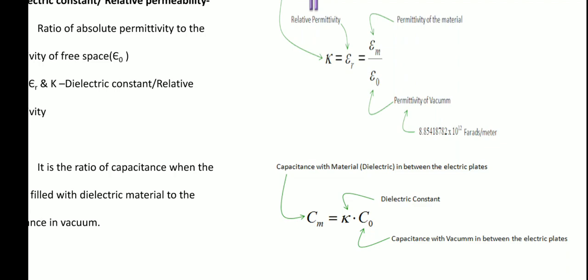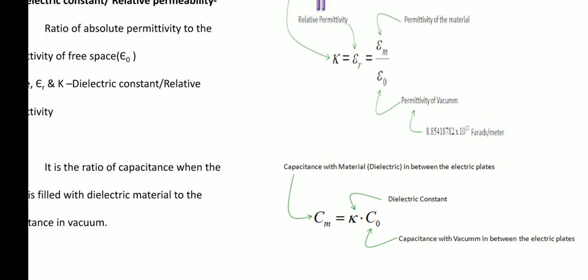Now here K indicates dielectric constant, which is equal to Cm divided by C0. Cm is called the capacitance with material in between the electric plates, and C0 represents the capacitance with vacuum in between the electric plates. Understood? So simply we can say the dielectric constant is also represented as the ratio of the capacitance with the material in between the electric plates to the capacitance with the vacuum in between the electric plates.